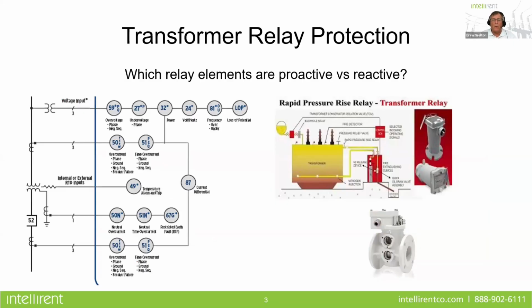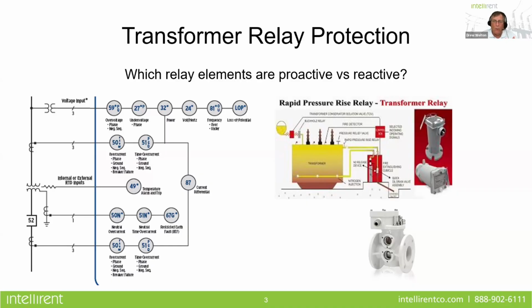So if we look at a typical protective one-line diagram for a transformer, you'll see there's a number of different elements. You have elements such as the current differential, which is looking for faults internal to the transformer. You have some that are looking to protect the transformer from outside influences, such as volts per hertz or whatever the case may be. But I kind of categorize protective elements on a transformer into two separate areas. One is proactive and one is reactive.